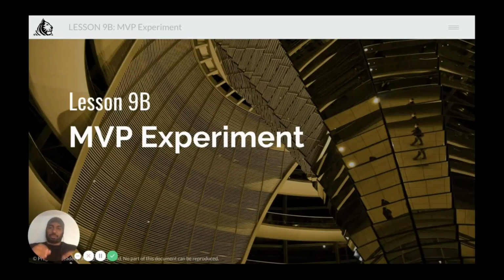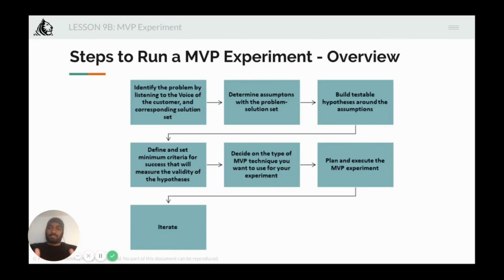We understood what an MVP is, theoretically. Let's understand how an MVP experiment is supposed to be conducted. Like any scientific experiment, an MVP experiment also needs to be done in a very diligent, step-by-step process. It's very easy to sidetrack, divert, or distract yourself into doing something which is not relevant.